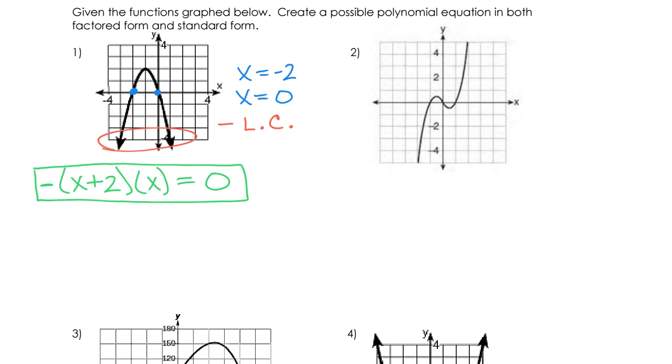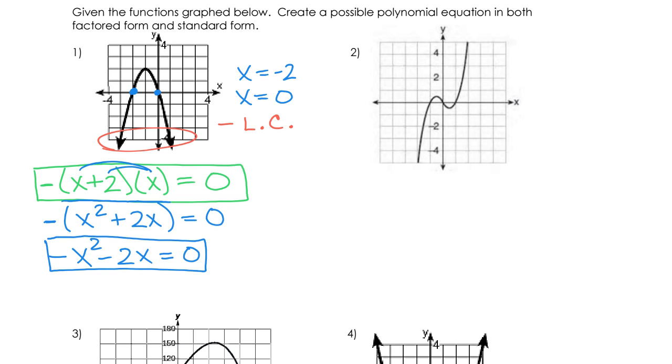However, we're going to put it together to get our standard form. So the very first thing I'm going to do is I'm going to put these 2 factors back together. So I'm going to leave the negative here for a second. And when I put these back together, that's going to end up being an x squared plus 2x equals 0. And now I'm going to insert the negative by distributing. And so we end up with a negative x squared minus 2x equaling 0, and that is one possible equation for this graph. It has the correct zeros, and it has the correct leading coefficient sign, and so this one is finished. Okay. Let's go ahead and take a look at number 2.